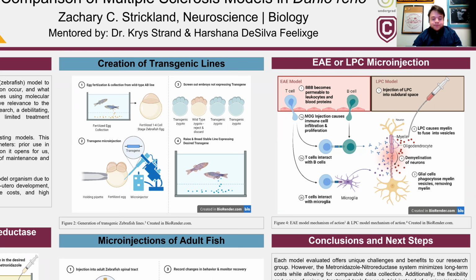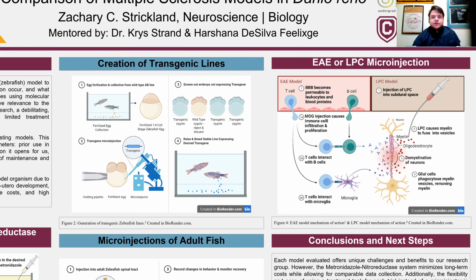Additionally, we could use LPC, which is lysophosphatidylethylamine. It's a mouthful. This is actually a toxic detergent. Injection of this into the subdural space causes focal demyelination, so demyelination in one specific spot, because LPC causes the myelin to sort of shrivel up into spherical vesicles, which are then taken away by glial cells, resulting in literally the removal of myelin, so demyelination that direction.